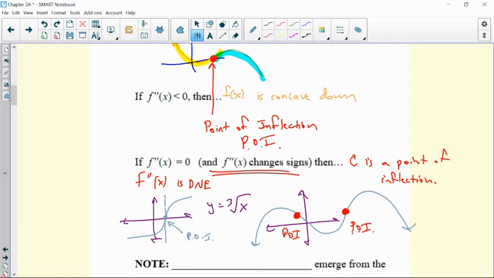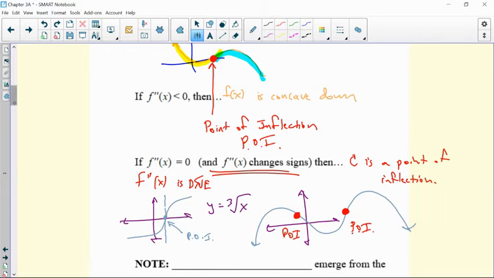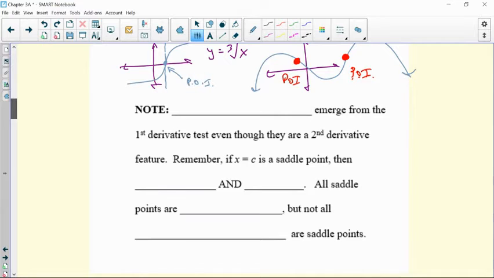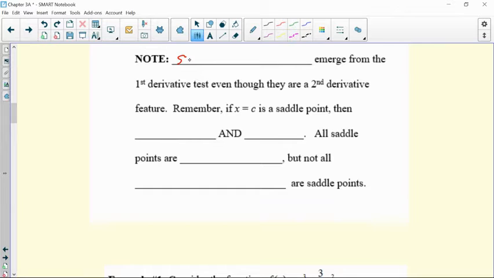Very, very common. So now we had a little bit of a foreshadow of this last week, because saddle points, if you remember, emerge from the first derivative test. Oh my goodness. Try this one more time. There we go. And so saddle points emerge from the first derivative test, even though they are a second derivative feature, because those saddle points are also points of inflection. So remember, if x equals a saddle point, then the first and second derivative are 0. The first derivative is 0, and I should probably say the first derivative at c. f prime of c equals 0.